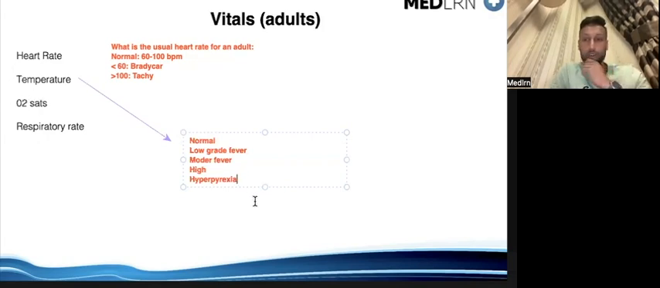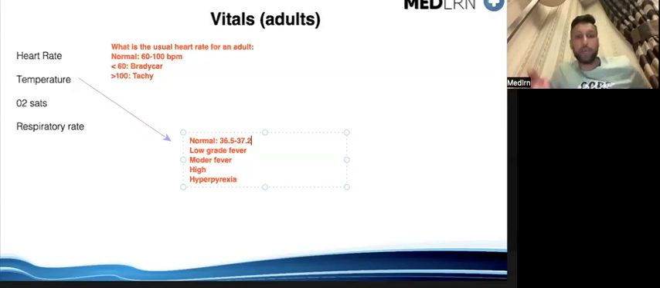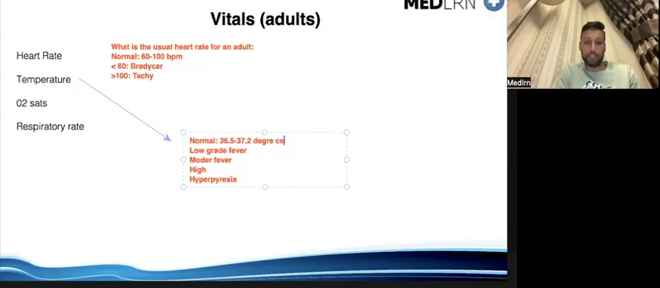First, the normal, what's the range? What are we talking about for normal? And remember, your body works at a range. It's not just one number. I would say 36.5 to about 37.2, depending on the textbook that you use, in degrees Celsius. Okay, what is a low-grade fever?